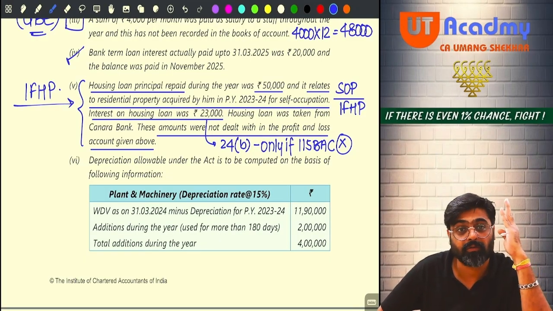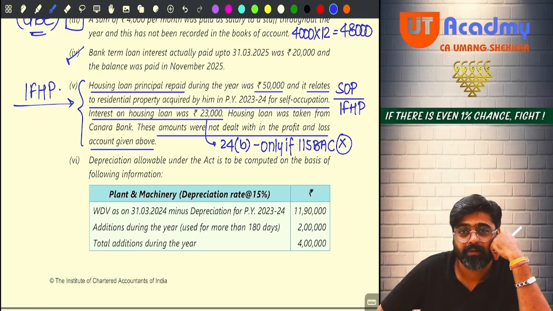15,000 years ago when dinosaurs were alive, that time we did that chapter.